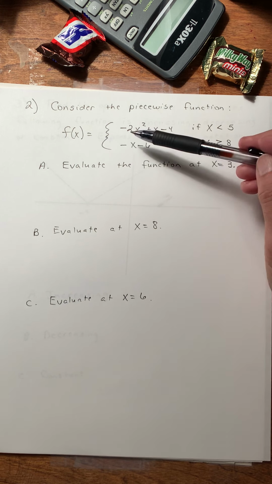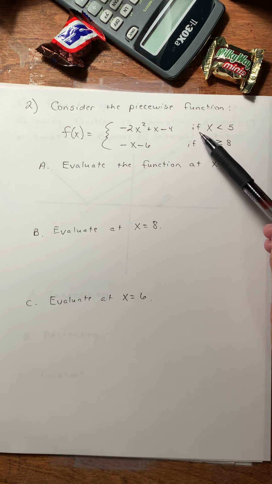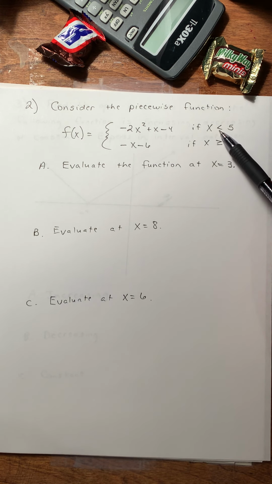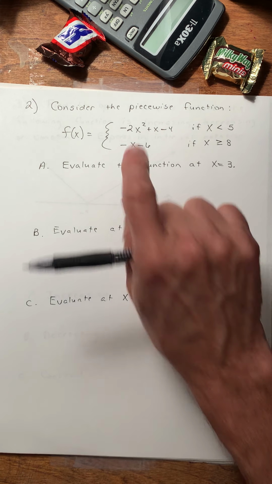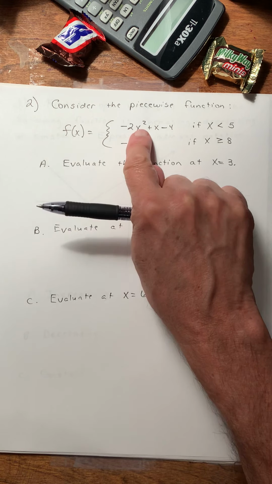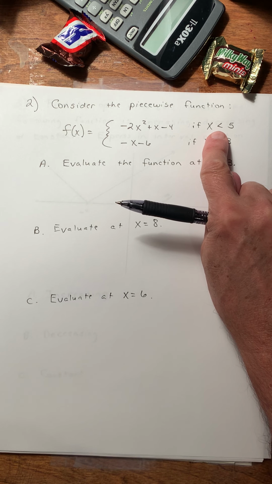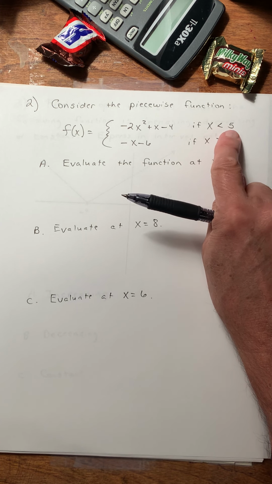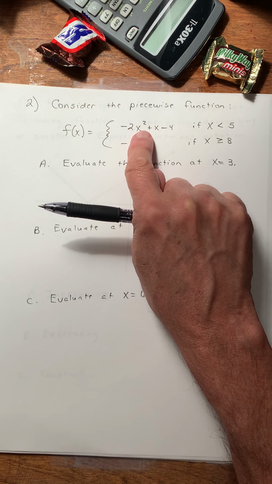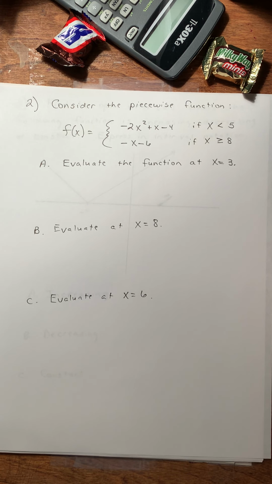This particular function is this if you choose an x that's less than 5. In other words, if you choose x is 2, this is how you're going to find out what f of x is. If you choose x of 0, which is also less than 5, this is how you're going to find out what f of x is.